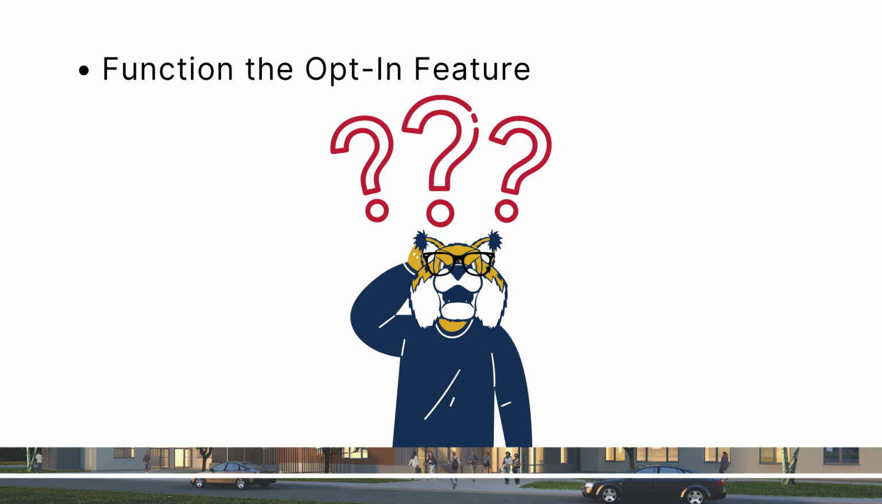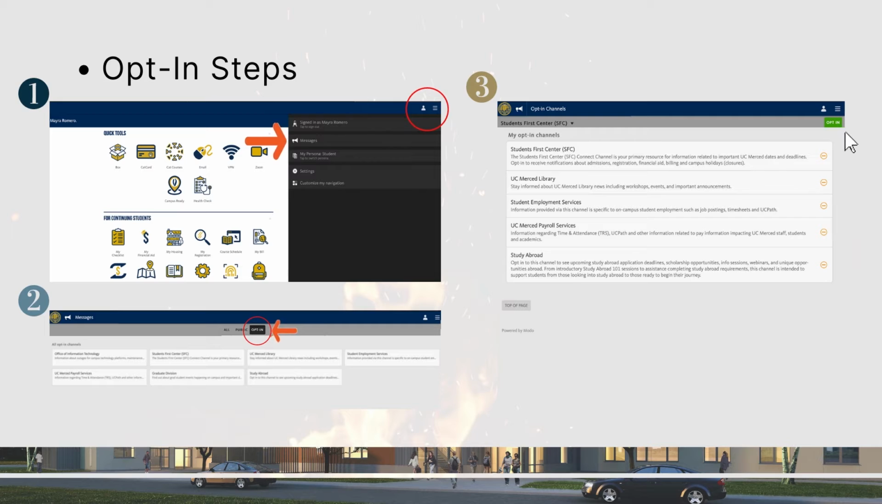How would I add in the opt-in feature? First, sign into MyEC Merced Connect portal. Then click on the profile silhouette, which is at the top right corner.